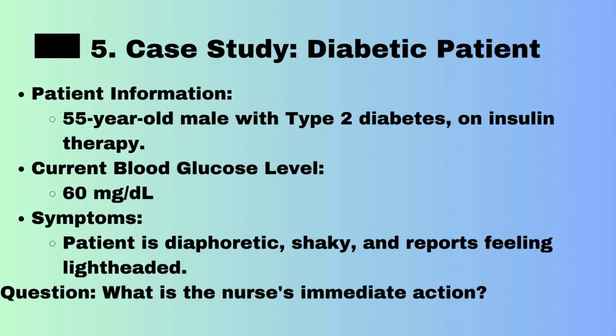5. Case study: diabetic patient. Patient information. 55-year-old male with type 2 diabetes on insulin therapy. Current blood glucose level: 60 mg per deciliter. Symptoms: patient is diaphoretic, shaky, and reports feeling lightheaded. Question: what is the nurse's immediate action?